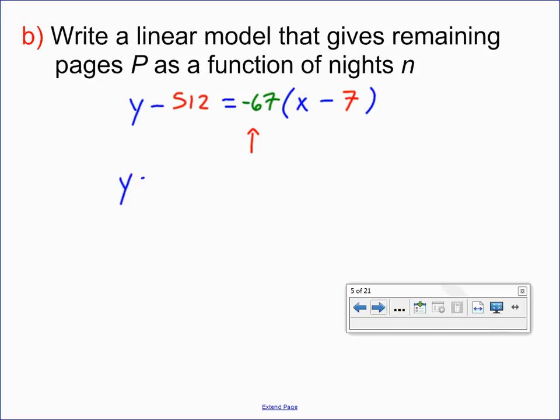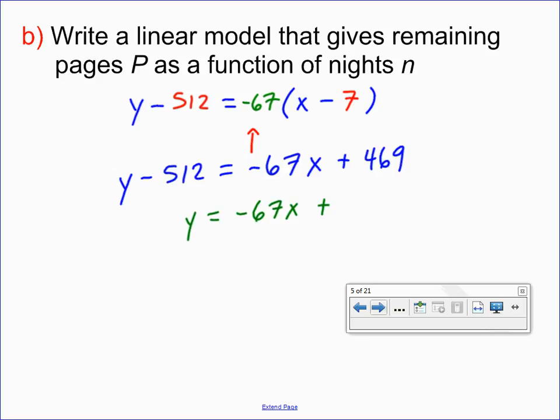So I'm going to leave my 512 alone. I'll distribute through the parentheses. Negative times a negative is a positive. And 67 times 7, that looks like 420 plus 49. Is that 469? 469? Great. And then we'll go ahead and add over 512 last. 469 plus 512 is 981. Is that what you guys are getting? 981.